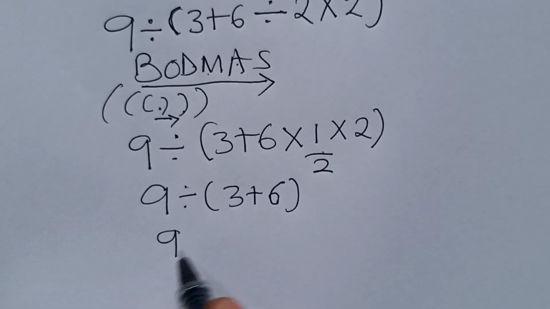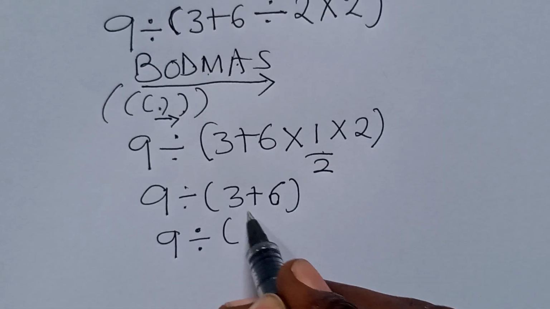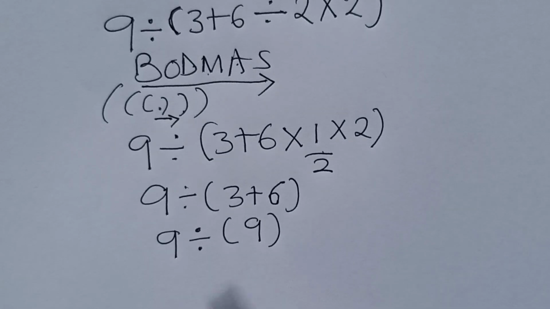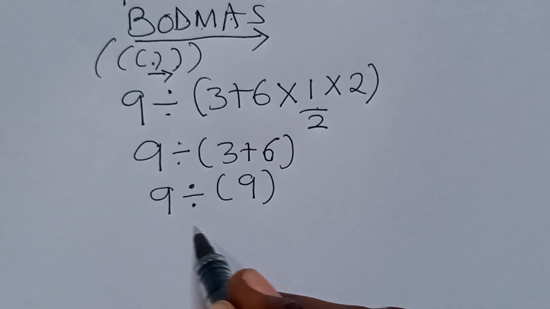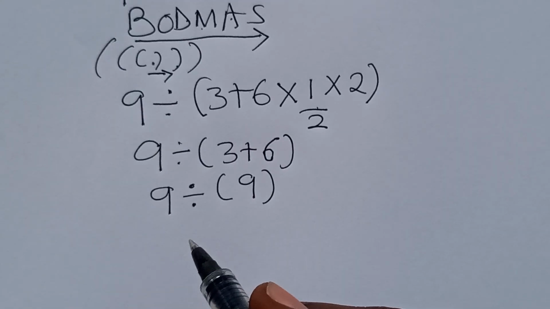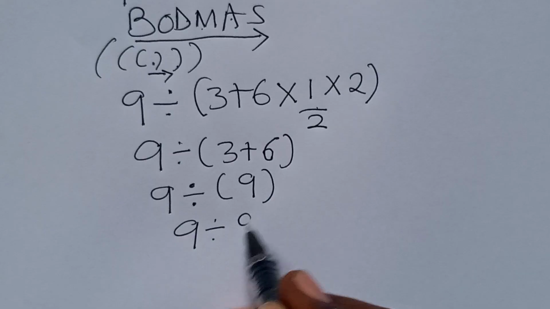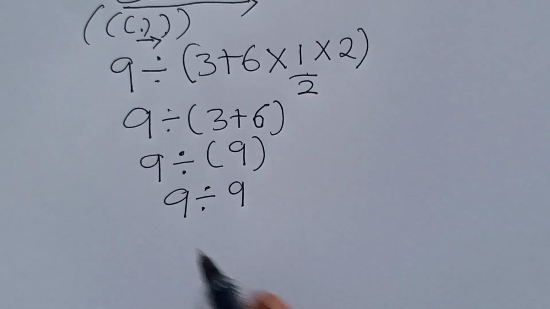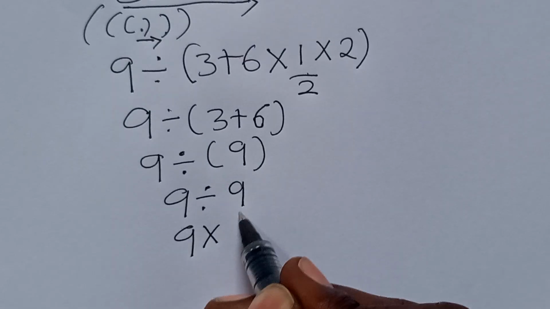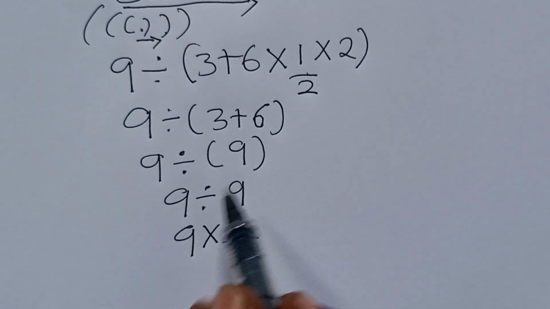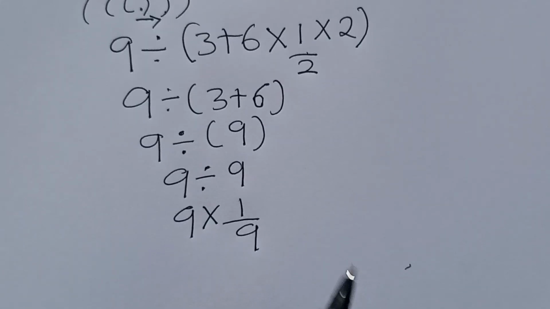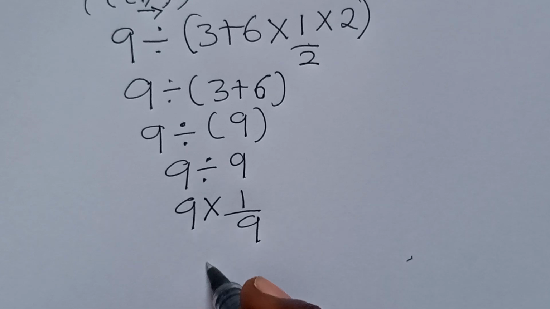So now let's treat the bracket. We have addition, we can just add, which is 3 plus 6, which is 9. So now we just have division, and of course 9 divided by 9 is what we are left with. Treating this, you can decide to change it to multiplication also: 9 times the inverse, because you are changing the sign. So now you have 9 divided by 9, which is equal to 1. So our answer is 1.